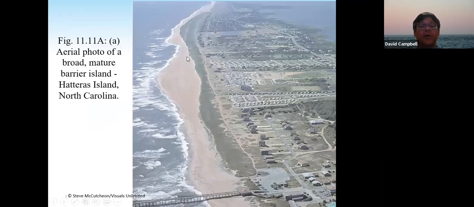Here's an aerial view of a well-developed barrier island. This is Hatteras Island here in North Carolina. So you see the beach zone, and then dunes. There's a flatter area where the houses are concentrated. And then gradually it gets lower and we extend out into these marshes and mud flats, and then the sound area, the lagoon behind.